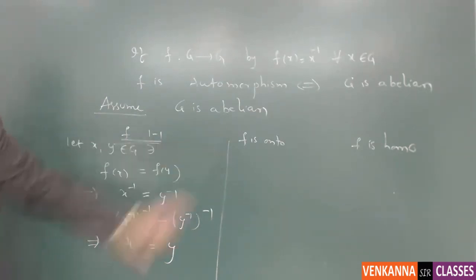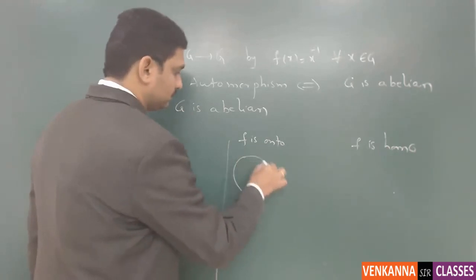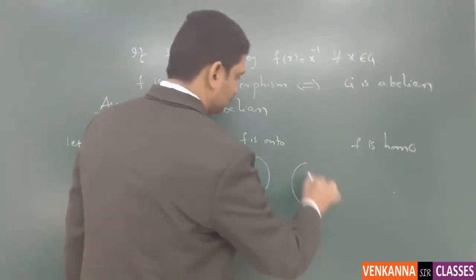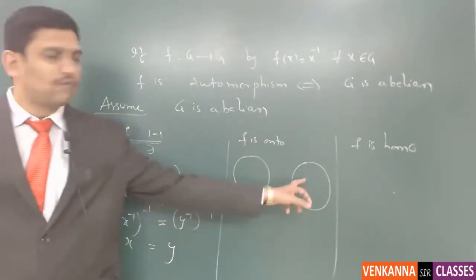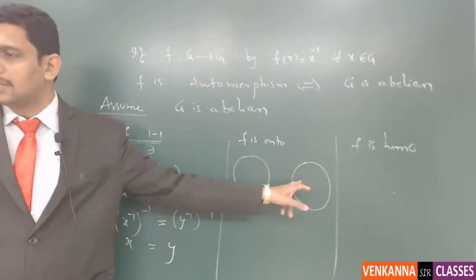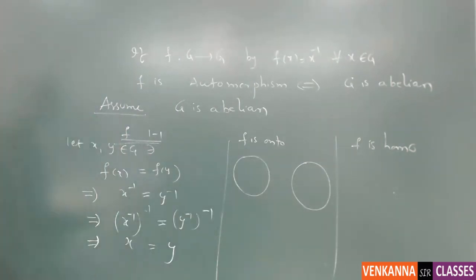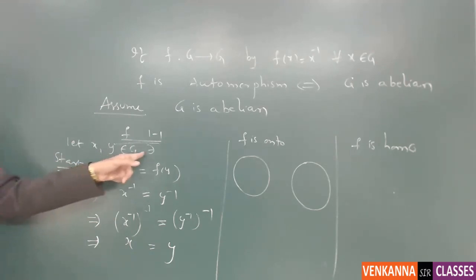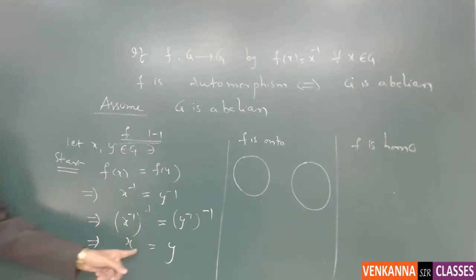So coming to the onto part, for every element in the codomain, we have to find an element in the domain. Yes? So we have to start with this. So we are taking two elements such that f of x equal to f of y, so that we are putting x equal to y.